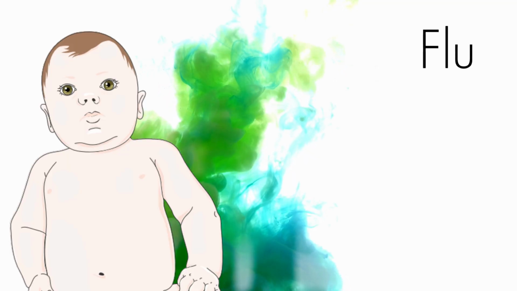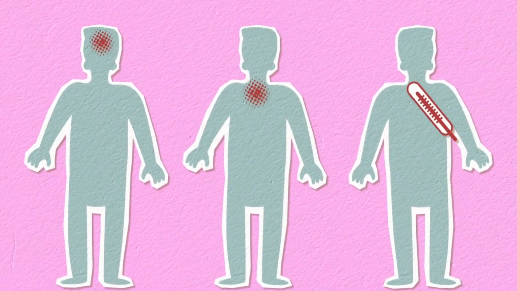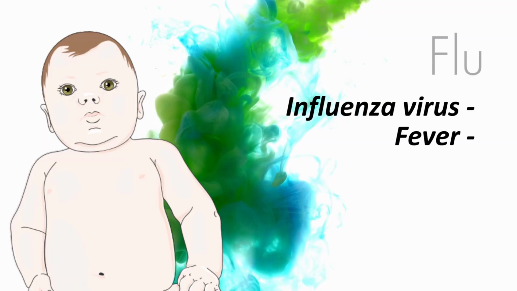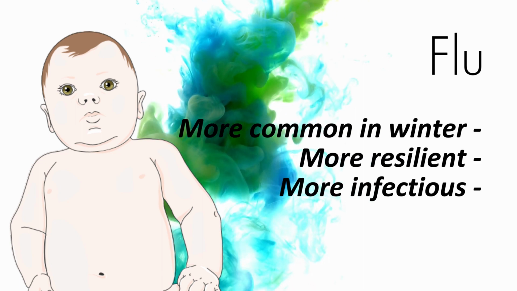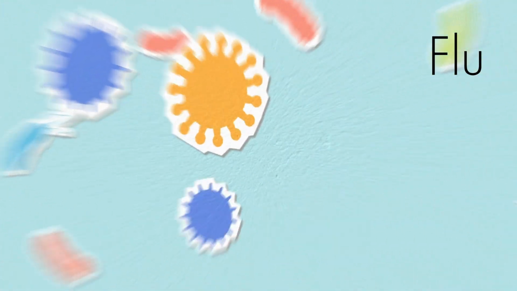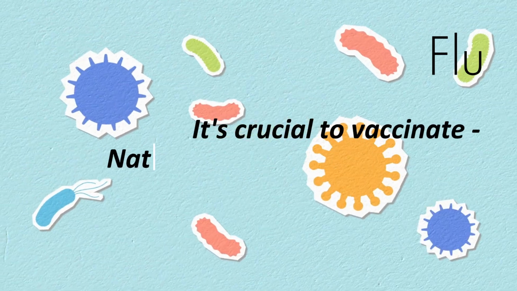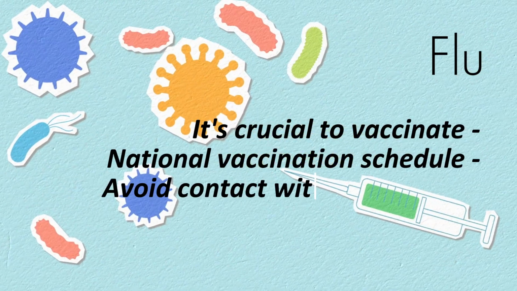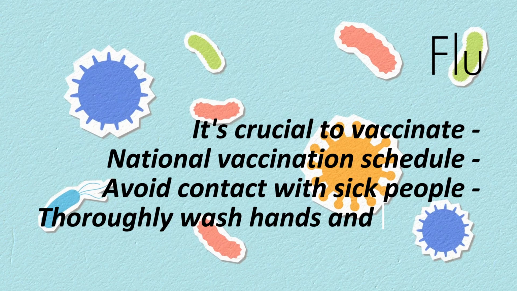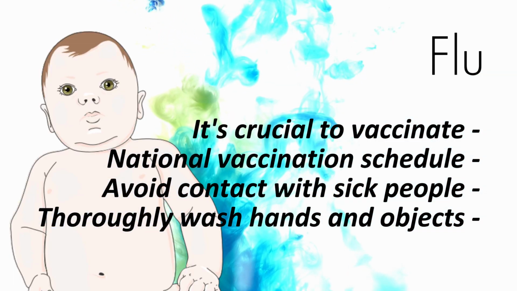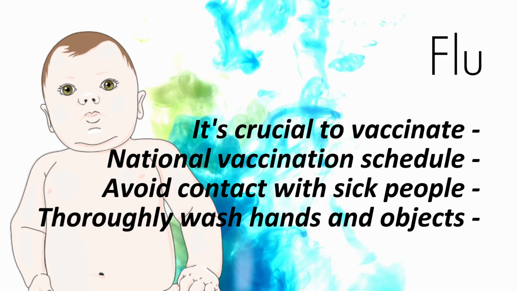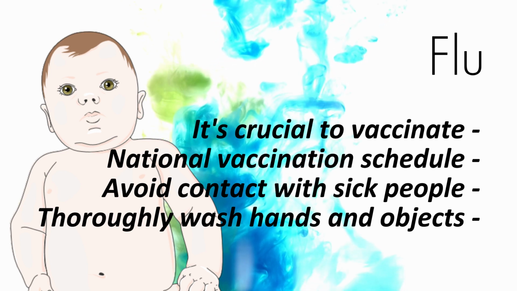The fourth is the flu, which is a respiratory illness caused by the influenza virus, leading to fever, cough, sore throat, and muscle pain. It's more common in winter when the virus becomes more resilient. To prevent the flu, it's crucial to vaccinate children against this disease, which is also part of the national vaccination schedule. Additionally, it's important to avoid contact with sick people and to thoroughly wash hands and objects that children use.